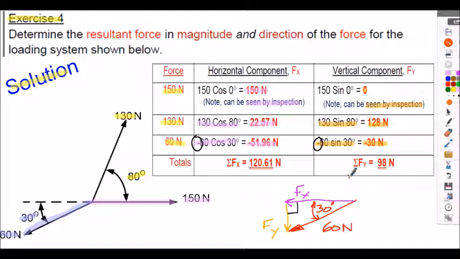Be very careful. We had to think through the directions of the components in line with the sign convention we're using. So summating Fx's, we get 120.61 newtons, positive sense there. So that means it will be going in this direction. And summating our vertical components, summation Fy is 98 newtons. Again, we've got positive here, so that means the summation is vertically upwards.